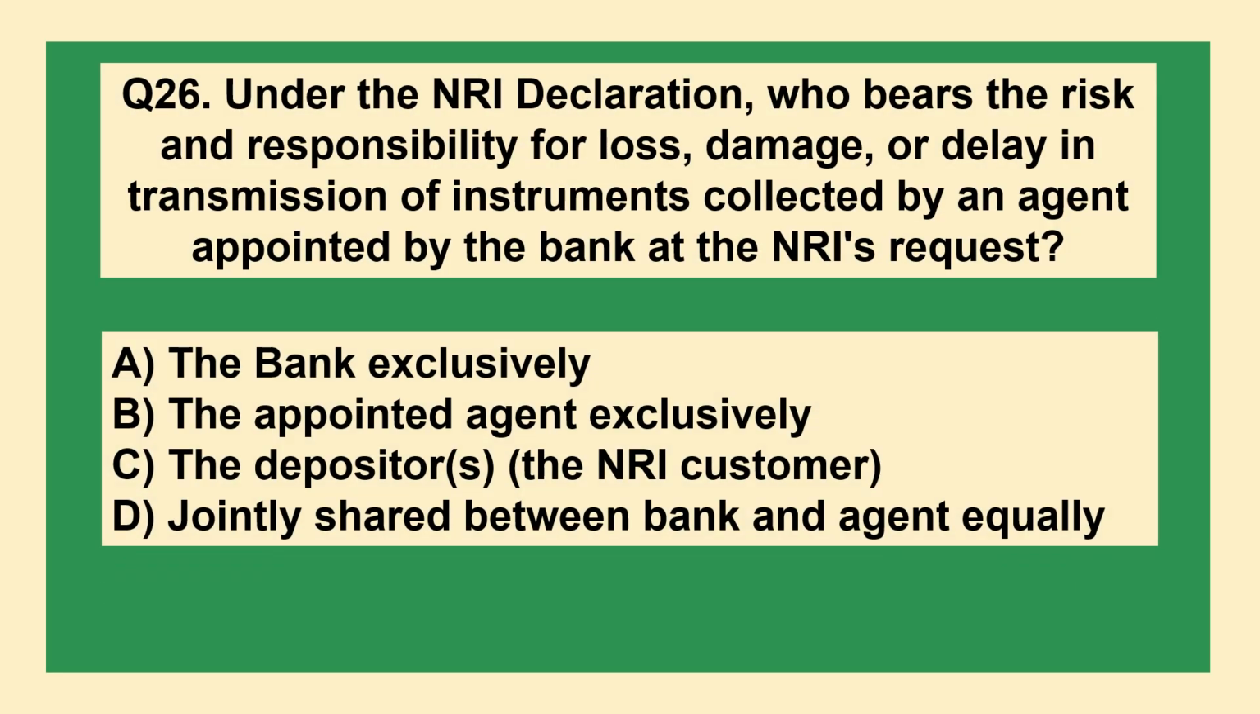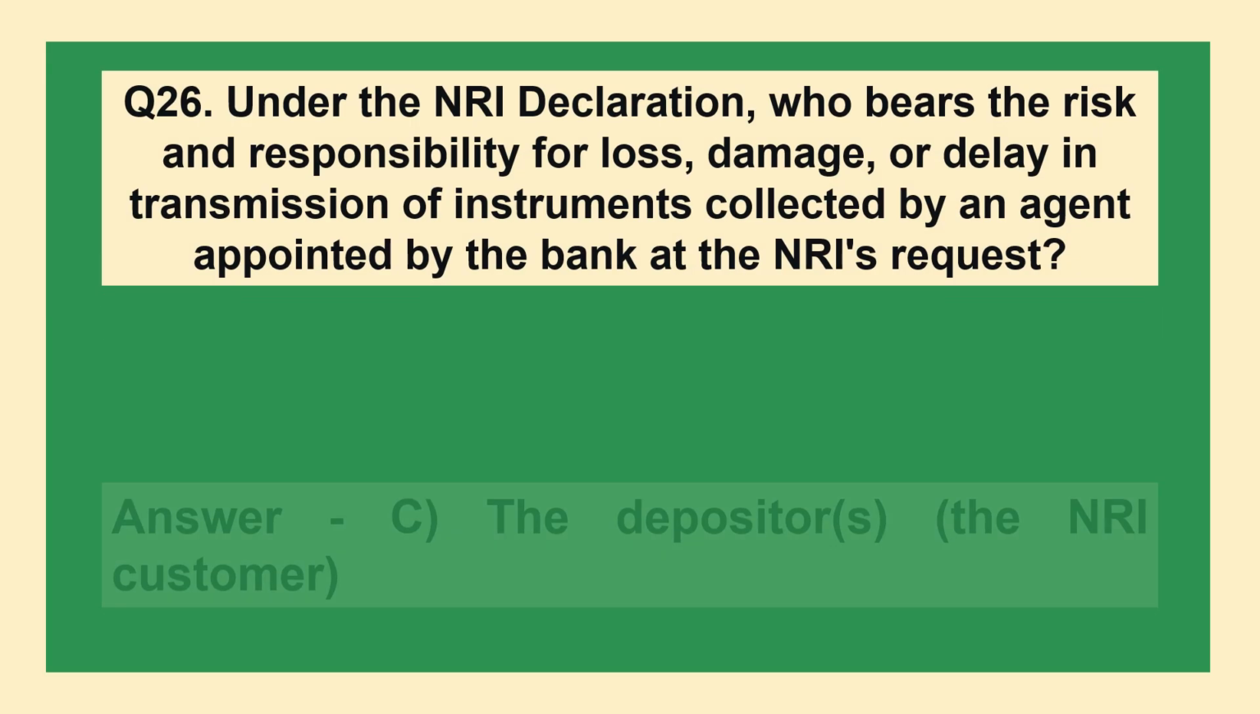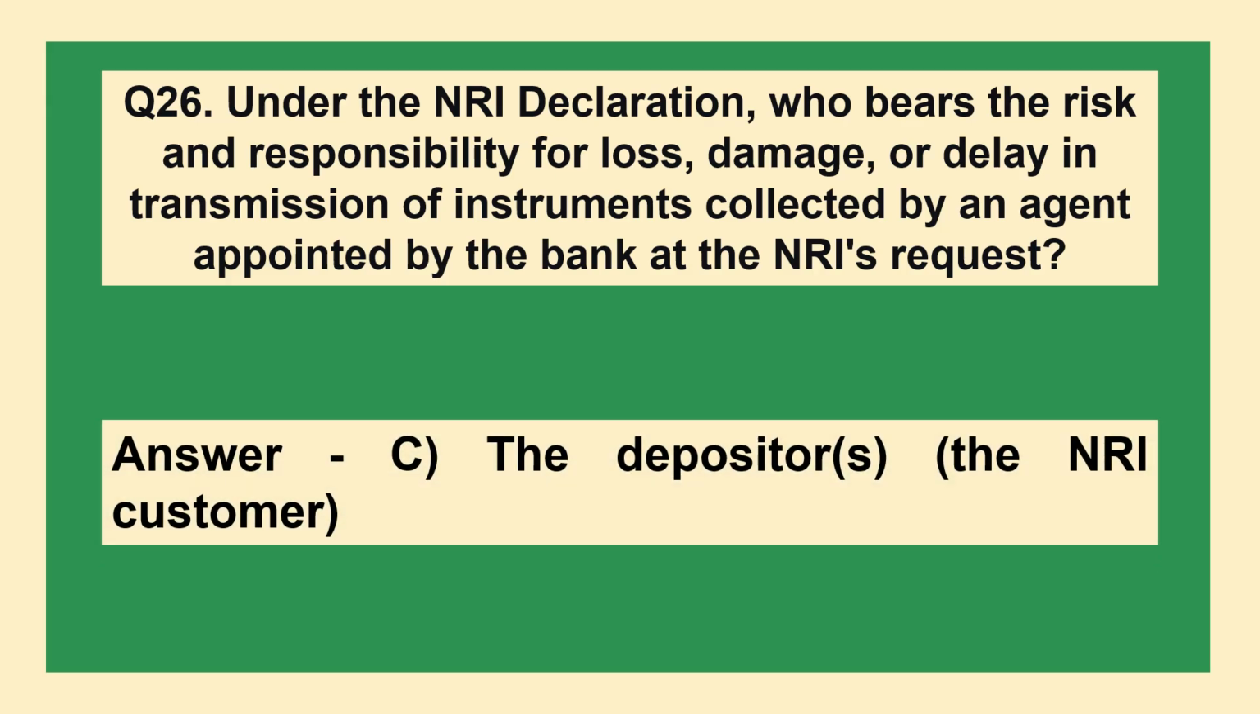Question. Under the NRI declaration, who bears the risk and responsibility for loss, damage, or delay in transmission of instruments collected by an agent appointed by the bank at the NRI's request? Option A, the bank exclusively. Option B, the appointed agent exclusively. Option C, the depositors, the NRI customer. Option D, jointly shared between bank and agent equally. Correct answer is option C, the depositors, the NRI customer.